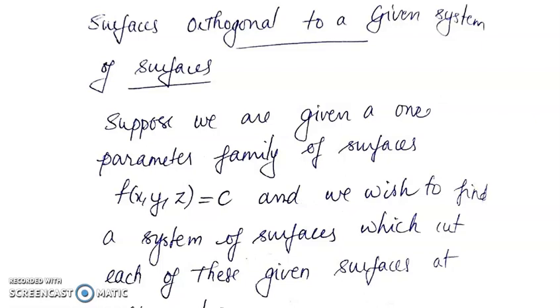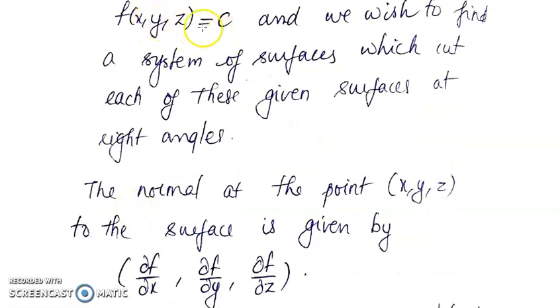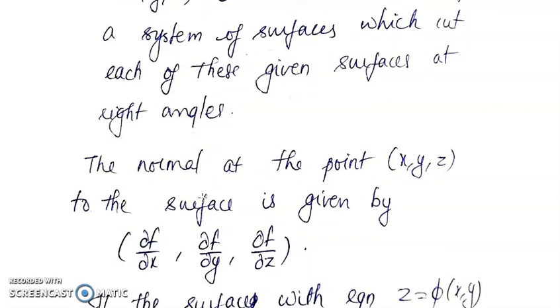So given a system of surfaces, we will look at how to find another system of surfaces orthogonal to it. Okay, so we'll start with a one parameter family of surfaces. So you are given a system of surfaces f of x, y, z equal to c, and we are going to find a system of surfaces which cut each of these given surfaces at right angle. So we'll look at how to find the system of surfaces.